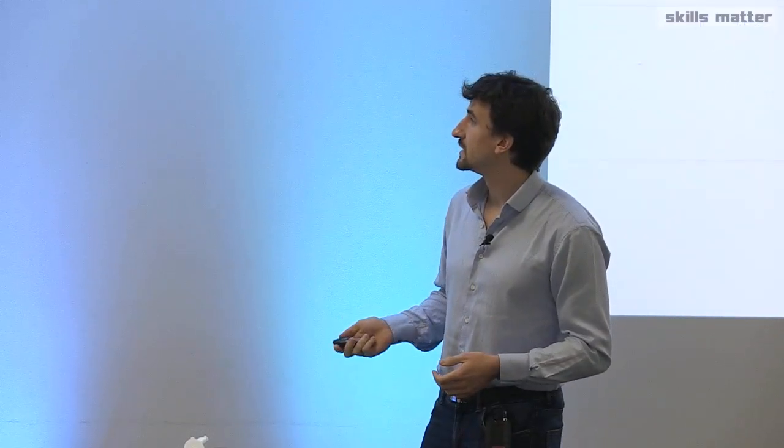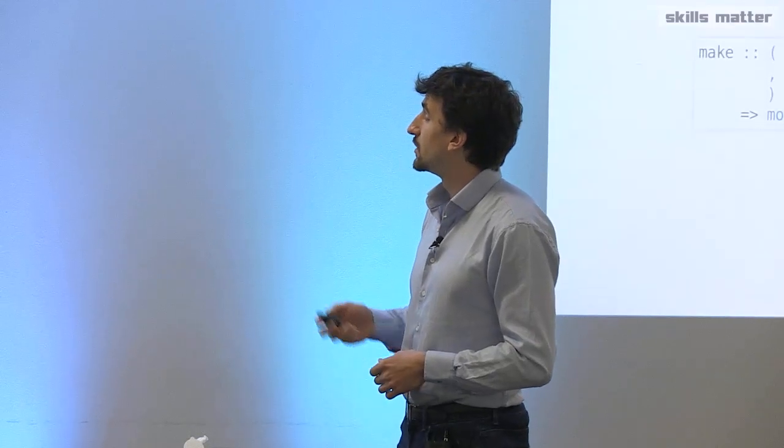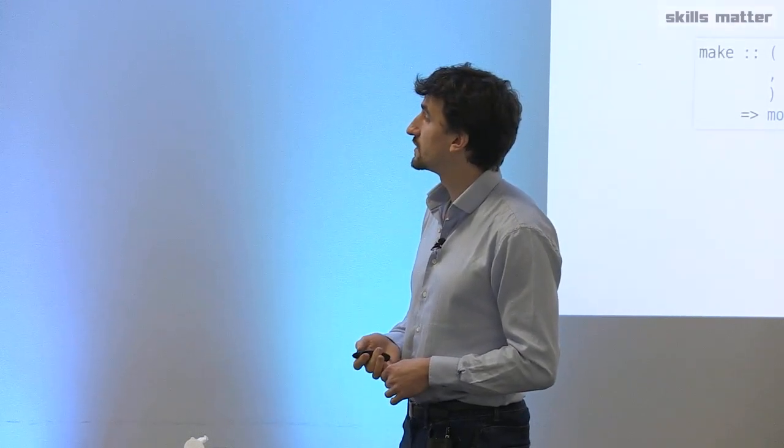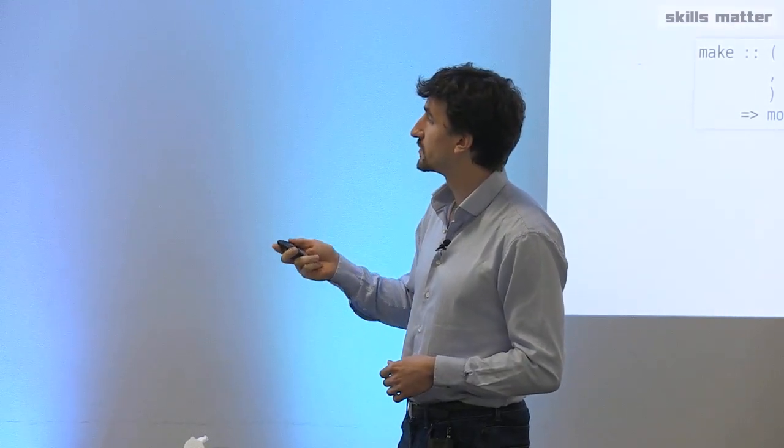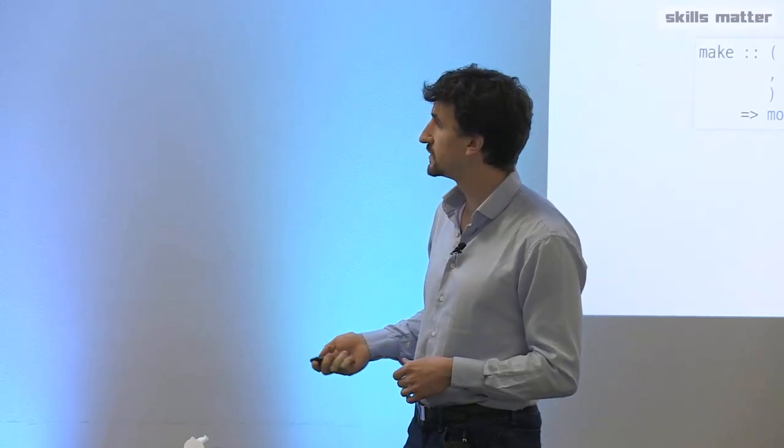So, OK, all good. But why do those polymorphic type signatures? A quick recap, that was our signature. We have those polymorphic parts. So why do we do that?